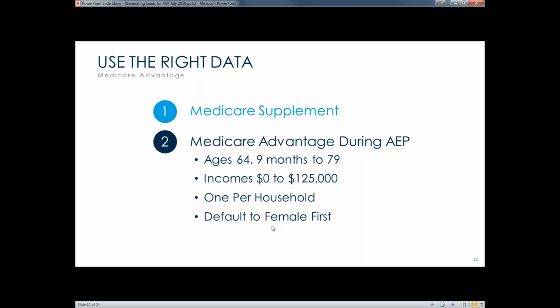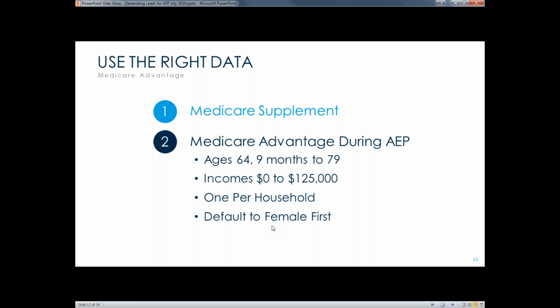Medicare Advantage is just a little bit different. I would mail 64 and 9 months to 79, because at 64 and 9 months, you're going to hit the people who are turning 65 on January 1st. We mail incomes 0 to 125,000. Certainly one of the advantages of a Medicare Advantage product is that people with lower income can buy it because there's zero premium, a lot of times zero copays on drugs, and a number of different things. They have those low copays. We cut it off at 125,000.